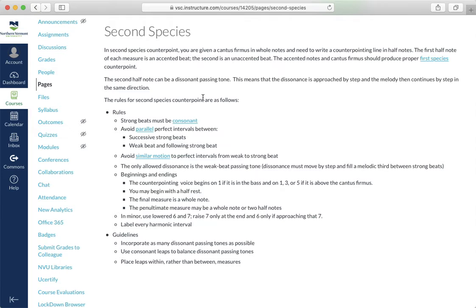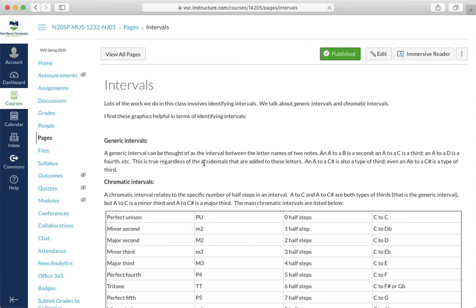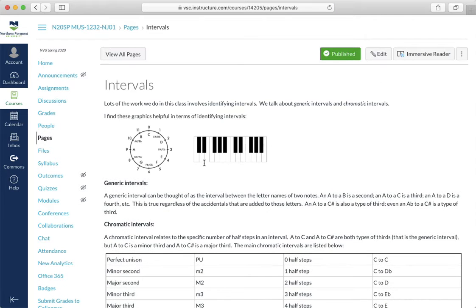And then in here as well, there are links to additional information, for example, intervals. I realized in my conversations with a number of you that figuring out intervals, figuring out what are your perfect and imperfect consonances, your dissonances, and figuring out the qualities of intervals can be a challenging thing to work through, whether you're building triads or doing your counterpoint exercises.